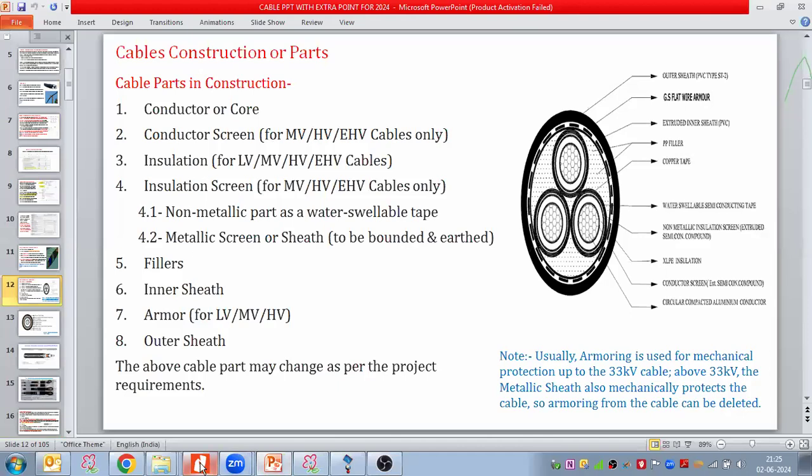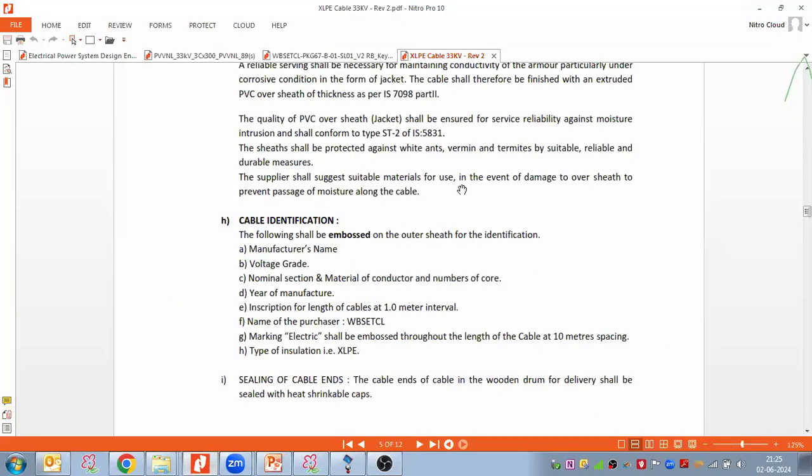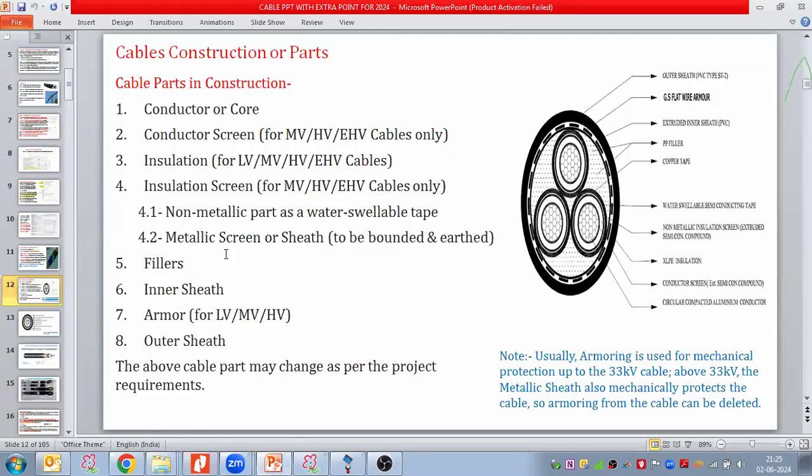The approach is, when we are working for a utility, go with this. The approach when we don't have any specifications: I have taken this as a general specification, that generally we take this kind of cable parts. So if we don't have any specification, then we can go with this.